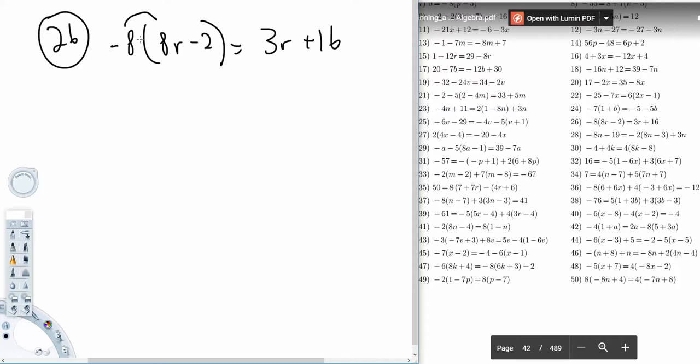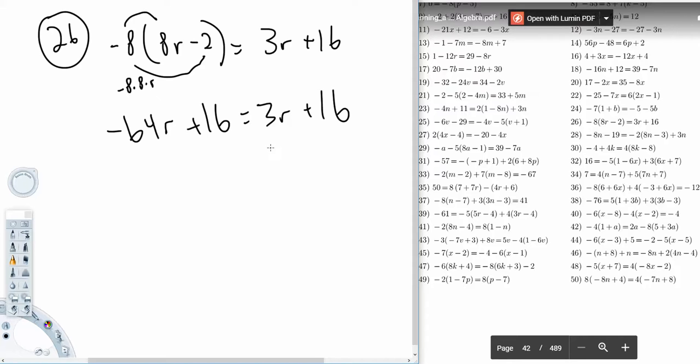We have to multiply the outside term by the inside terms. We always start from the left, we go to the right. We could actually if there was a number here, but for our purposes, it's always on the left-hand side. So here we have minus 8 times whatever's in here. So we do minus 8 times 8r, that equals minus 8 times 8 times r. That's what this is really saying. That gives you minus 64r. Minus 8 times minus 2 equals plus 16. That equals 3r plus 16.